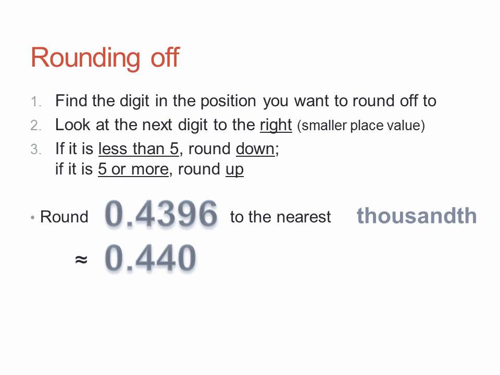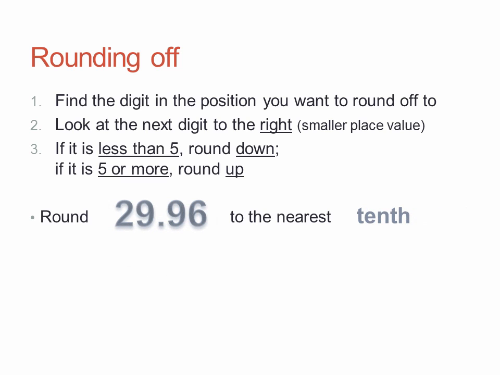See what happened there? This process can go further too. Try this one. Round 29.96 to the nearest tenth. Here's the tenths digit, and the digit on the right is 6, so we have to round up. 9 becomes 0, carry 1. The next digit is also a 9, so round it up. 0, carry 1. The 2 rounds up to 3, and our rounded answer is 30.0 to the nearest tenth.